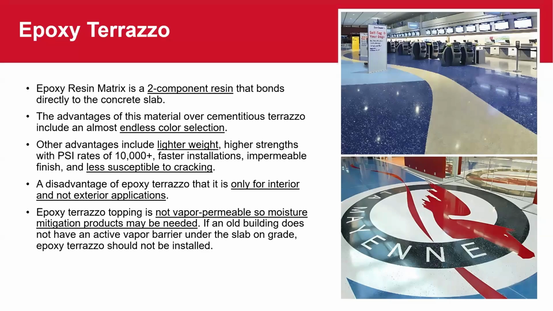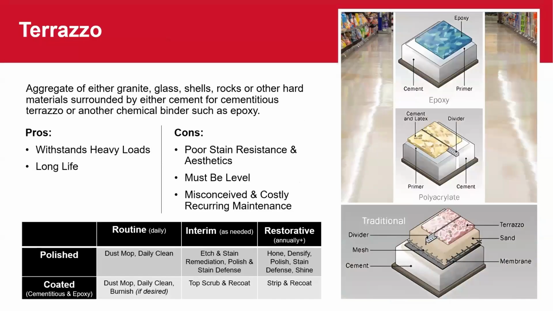The challenge with epoxy terrazzo is that it's not vapor permeable. A lot of old buildings don't have moisture mitigation programs or products in place, and if they don't, then you really can't use the epoxy terrazzo on top. But if they do have that, or if it's a new building, another benefit of the epoxy is that it's much lighter, especially if you're going up into the higher floors within a building.